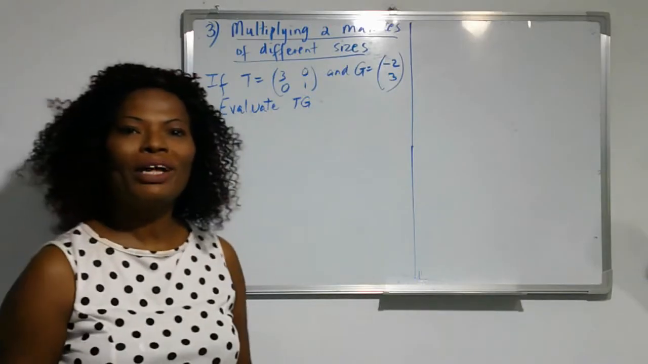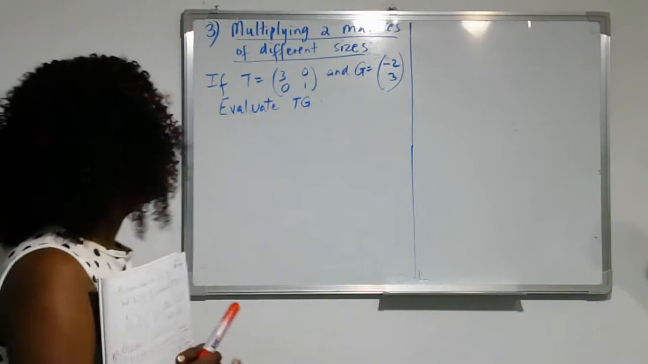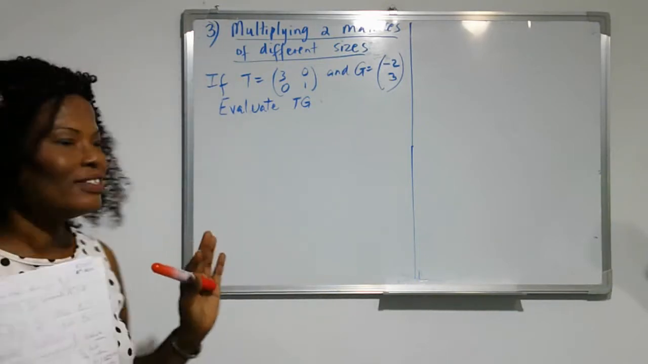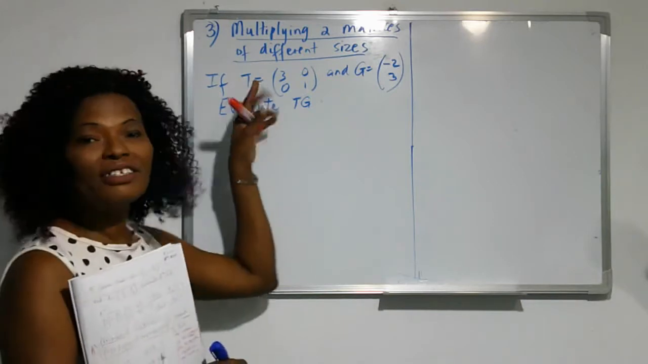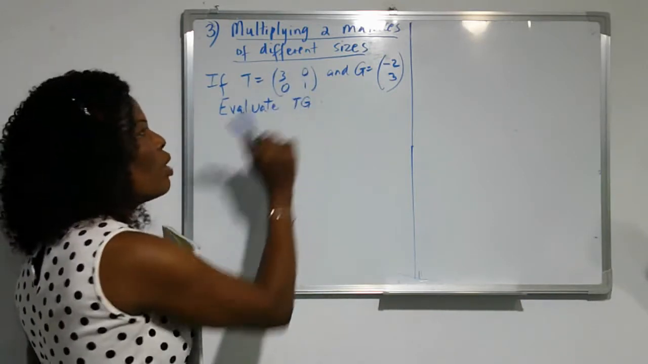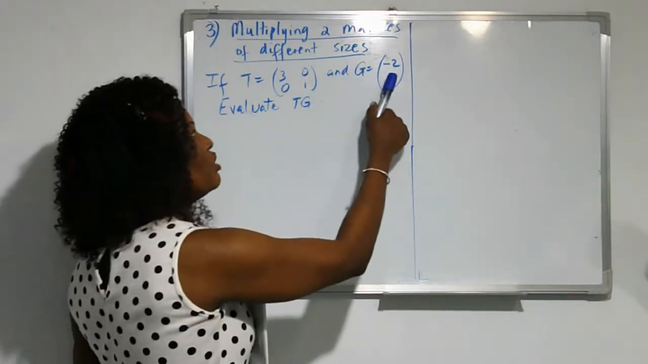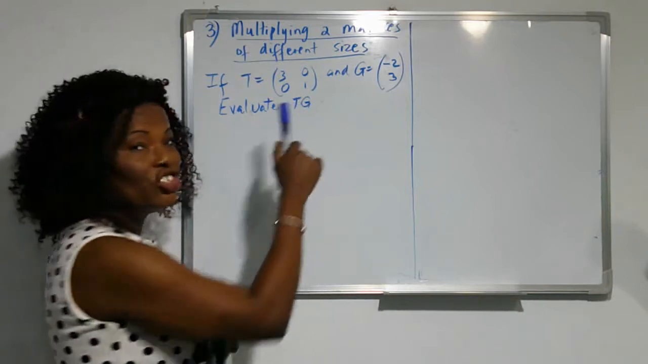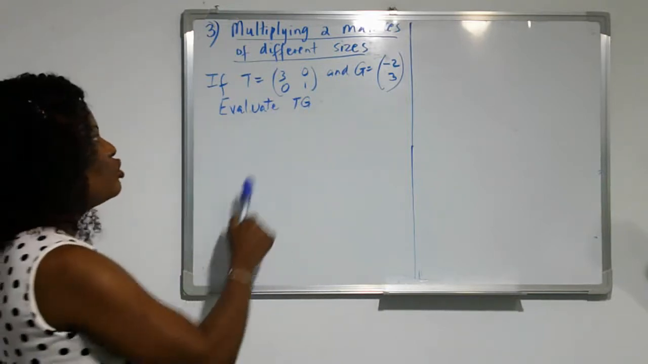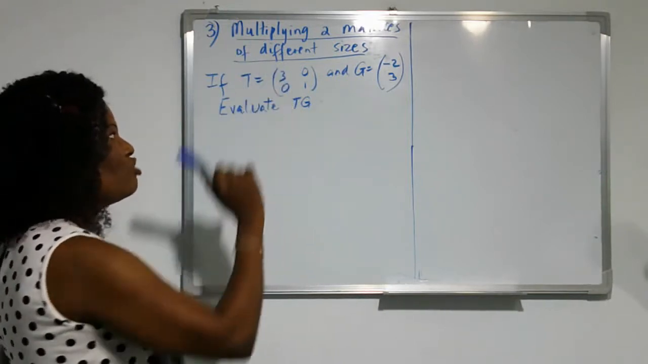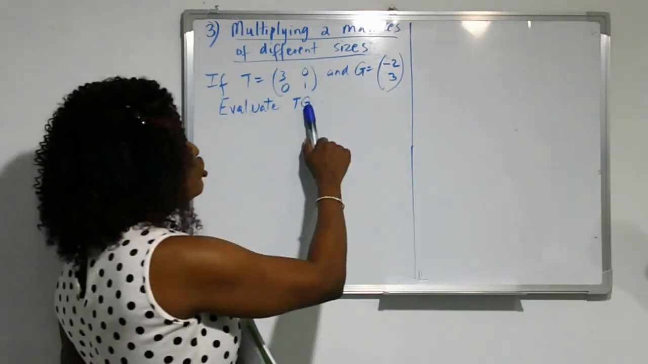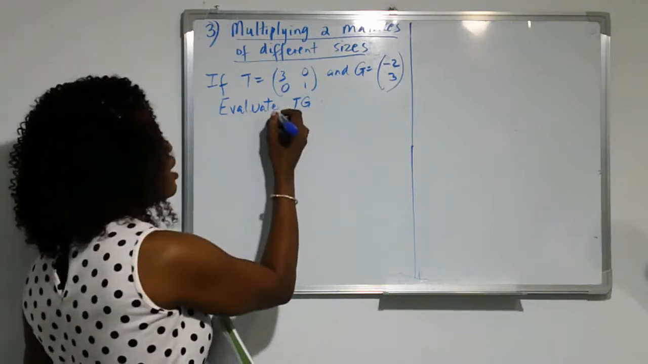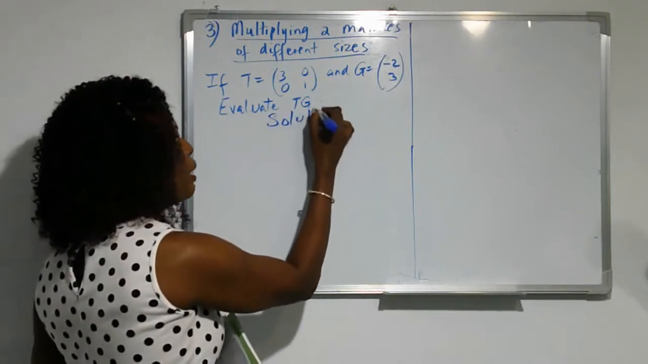Okay, we are back now at question 3, which says that we are going to be multiplying two matrices of different sizes. So if T is equal to 3, 0, 0, 1, and G is equal to the matrix negative 2, 3, you're asked to evaluate TG. So T is being replaced with the matrix and G is replaced with this matrix. And TG simply means that we are multiplying T by G.